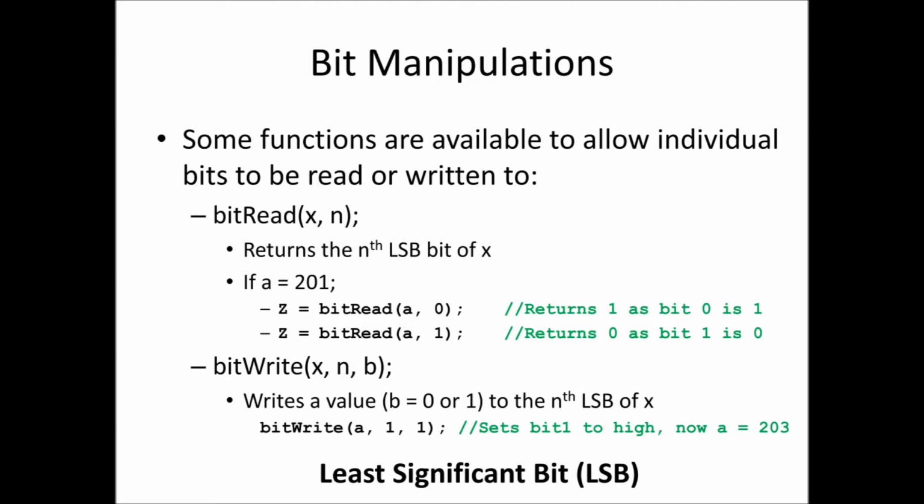Now we might want to set those bits, and to do that we use the bitWrite function. So once again we specify the number. It might be a byte, it might be an integer or something like that. We then specify the bit that we're interested in. So we might specify 0 if it's the least significant bit. We might specify 15 if it's the most significant bit of an integer, for example. And then we specify whether it's going to be high or low. So then we specify 1 or 0, and that will write the 1 or 0 into that particular bit.